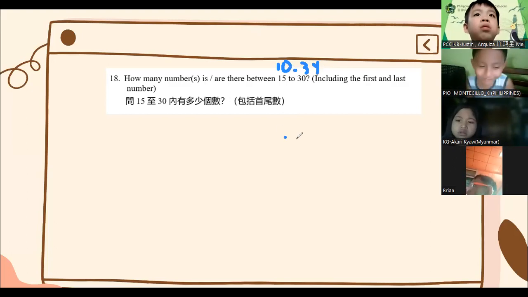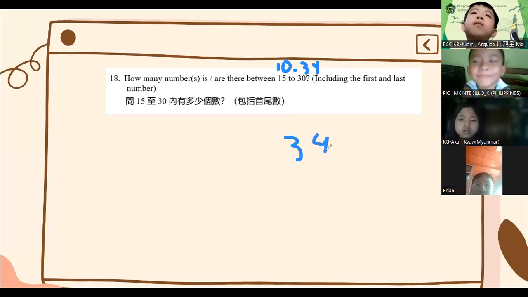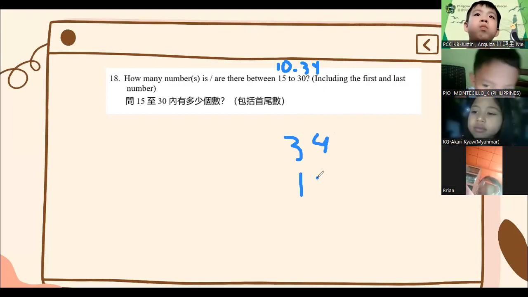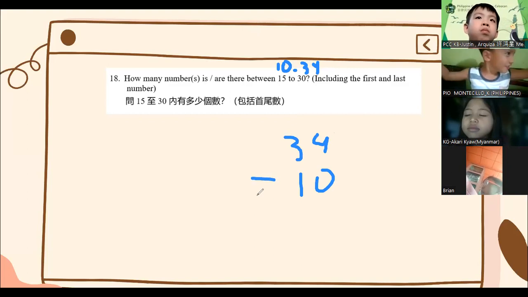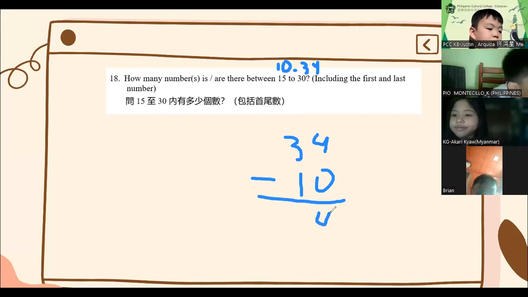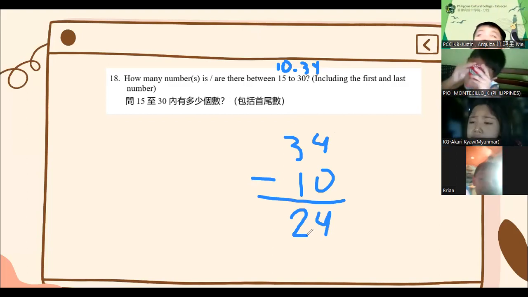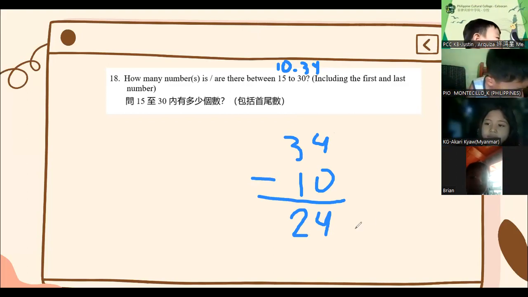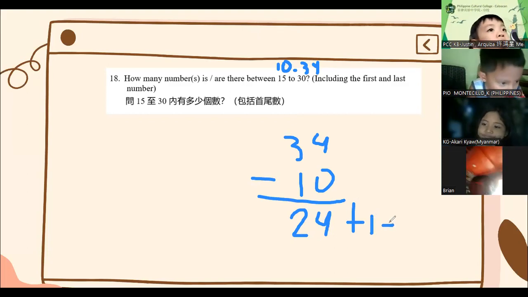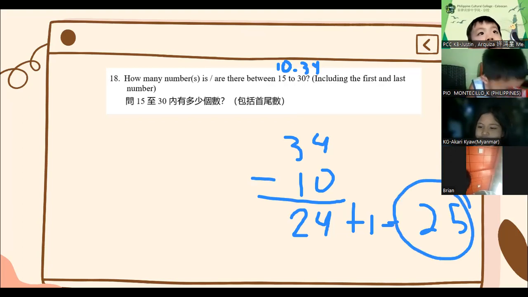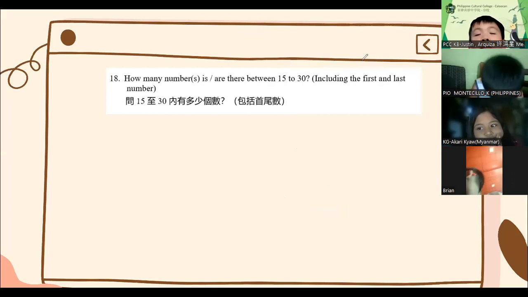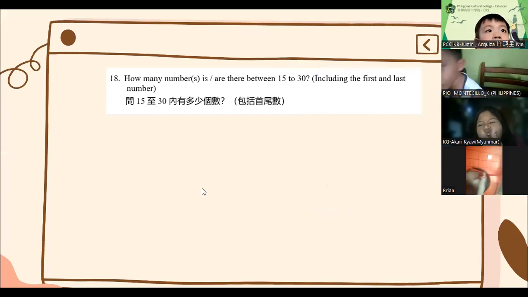You're going to subtract. Find the difference between these two numbers. So 34 minus 10, that is 24. Do not forget about the plus 1 because again, subtraction is different from the counting. You need to always plus the 1. So plus 1 is equal to 25. Therefore, your final answer should be 25. Okay, just remember that. Especially if it says including the first and the last number. So you really have to do it, okay?